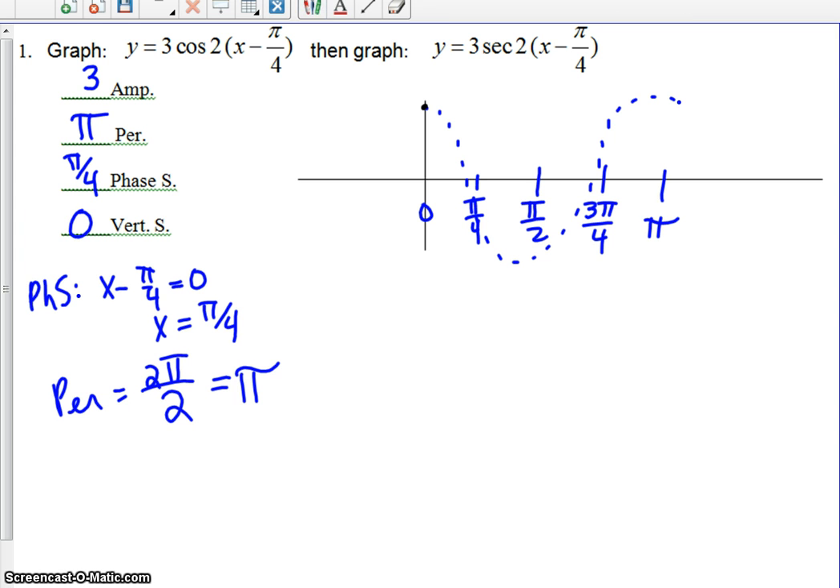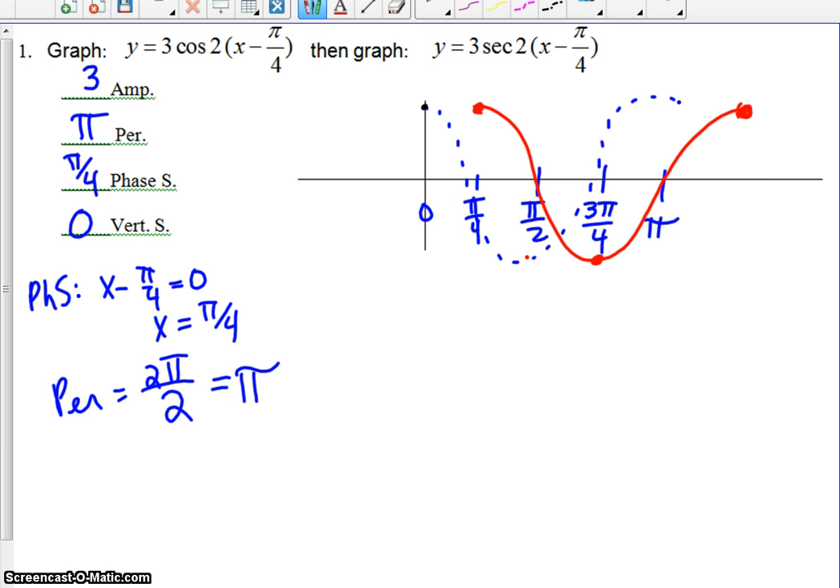I shouldn't do it in black. I'll do it in red. I'm going to start here. Instead of it being the lowest point here, it's going to be at the lowest point here. Sorry about that. Instead of being at the highest point here, it's going to be at the highest point here at pi and 1/4. All right. So there's my curve here.